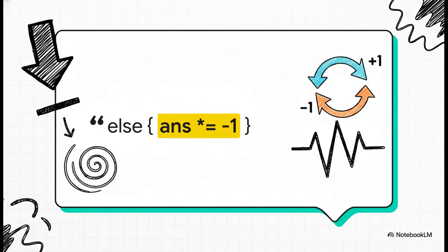And finally, if the number isn't 0 and it isn't positive, well, it has to be negative. And this is where that parity rule comes to life in our code. We take our sign tracker, ans, and we multiply it by -1. So if ans was 1, it flips to -1. If it was already -1, it flips right back to 1. This one simple operation perfectly keeps track of the sign as we go.